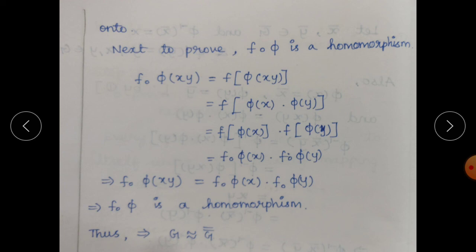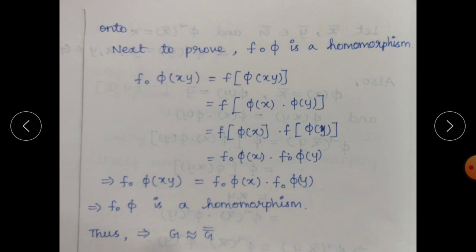The third one is transitive. Transitive means we assume that G is isomorphic to G bar and G bar is isomorphic to G double bar. So we have to show that G is isomorphic to G double bar. We have to define two mappings: phi is from G to G bar and F is from G bar to G double bar. So we come up with the composition map F composite phi from G to G double bar.